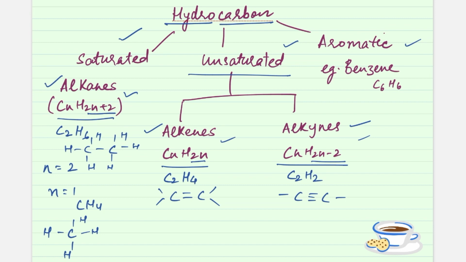In aromatic hydrocarbons, alternate double and single bonds are present and usually they have a benzene ring present in them. This is the benzene ring having alternate single and double bonds.